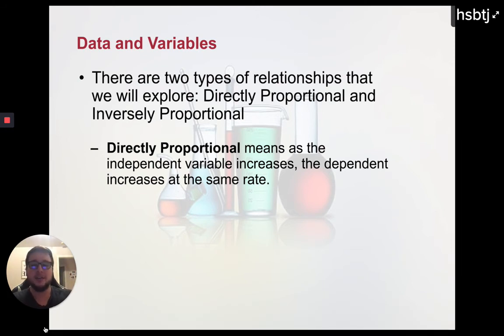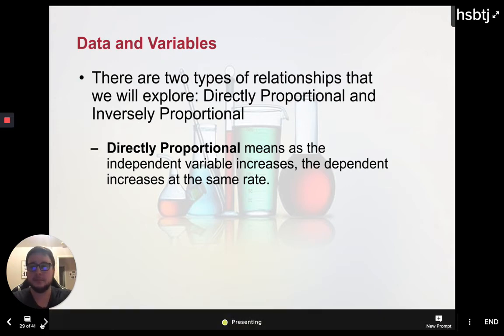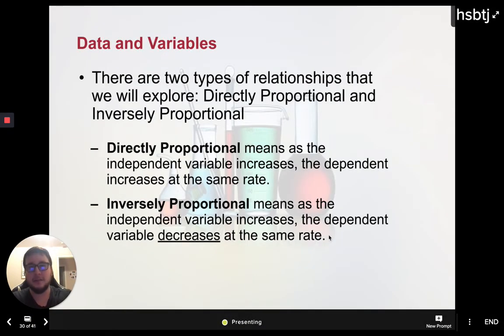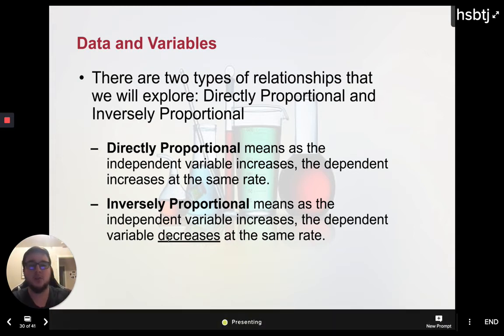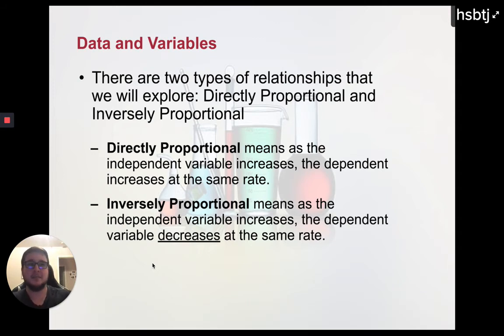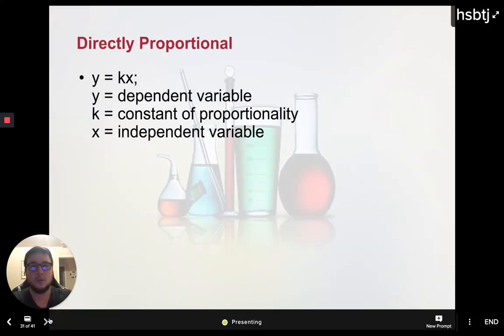So the amount of money that you earn is directly proportional to the amount of hours that you work at your job. And then inversely proportional means as the independent variable increases, the dependent variable decreases. So it does the opposite. An example of this might be as I travel at a higher rate of speed, then the time that it takes to get to my destination decreases. So as speed increases, the time that it takes for me to get there decreases. Those are inversely proportional.